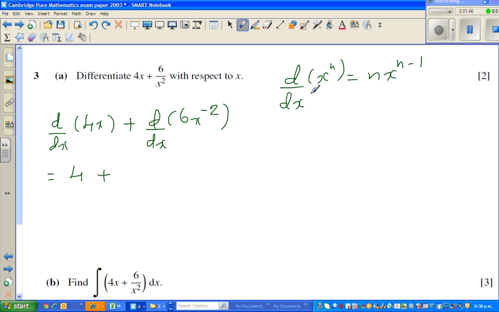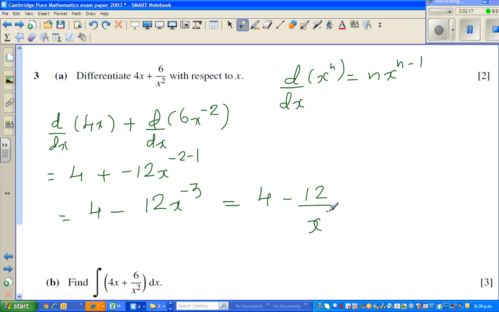And here we can apply this rule. You drop the power down and decrease the power by 1. So if you drop the power of negative 2 down, it becomes negative 12x to the power negative 2 take away 1. Let us simplify that. That is 4 minus 12x to the power negative 3. This is an answer, but the most simplified answer is 4 minus 12 over x cubed. Easy.